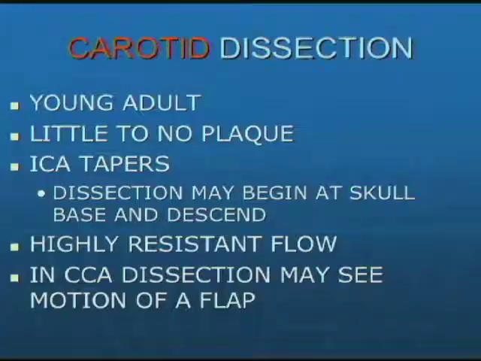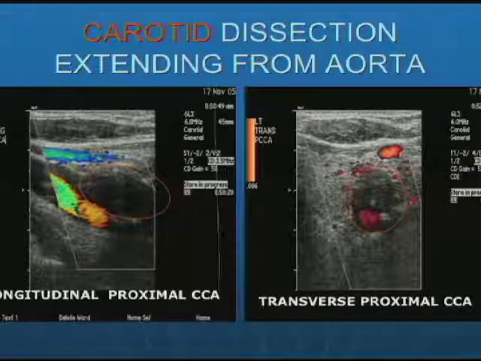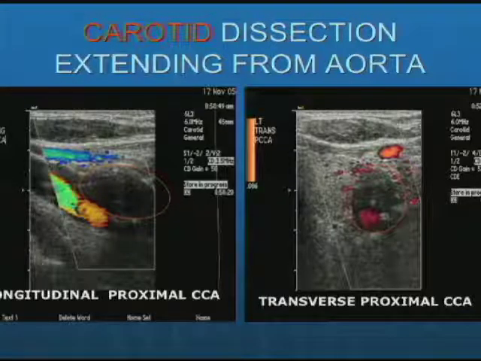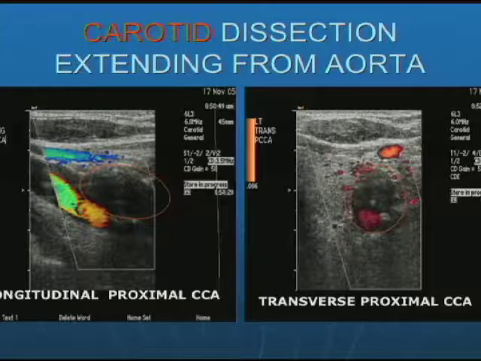This is an example of carotid dissection extending from the aorta, and it is a chronic dissection. So what the image is circling is a hypoechoic area of thrombus plaque that is formed. There's no longer a mobile flap. So this is several years old at this point in time.